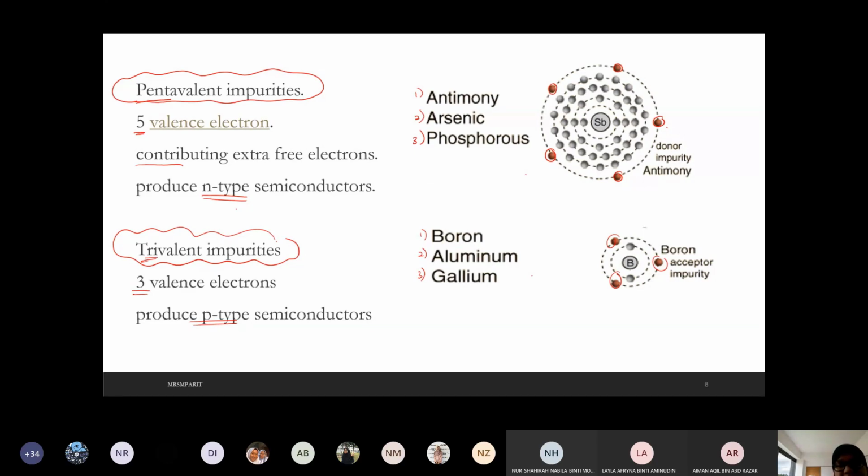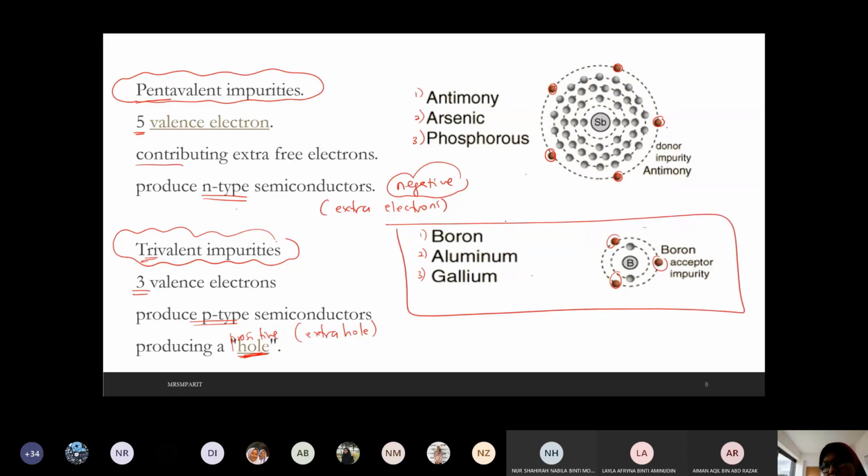Now, for me, this is easy for you to memorize, or to remember, it's easy. You look at N, I imagine it as negative. This one P as positive. So positive has extra holes. Here negative has extra electrons. Alright, so this one is producing holes, we call it producing holes.